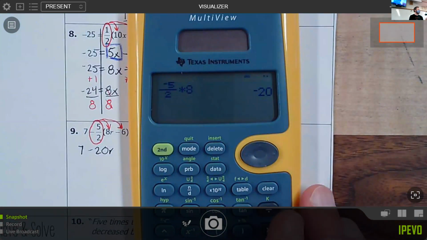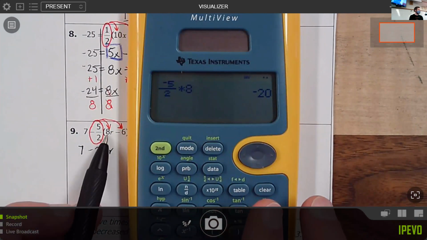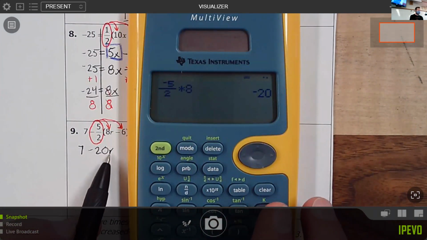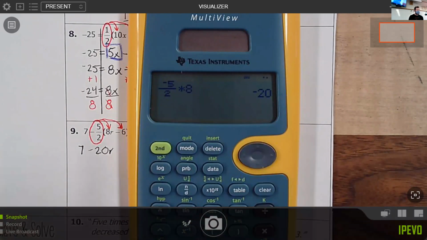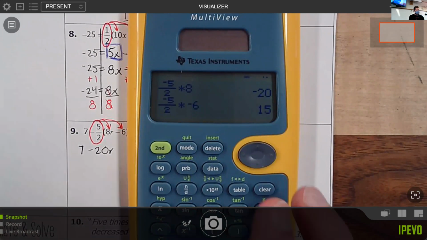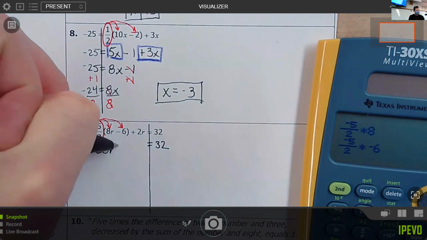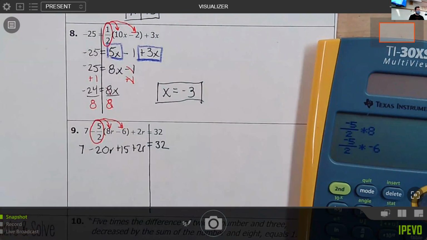By the way, these calculators will not do variables, so don't bother trying to put a variable in here. It's only going to deal with the actual numbers. So when you're multiplying these, leave off the variable and then just put it on when you write it. So just do the calculations with the numbers. And then negative 5 halves times negative 6 should be a positive 15, but again, you can always double check. So negative 5 halves times negative 6, there it is, positive 15. So I'm going to write 7 minus 20r plus 15 plus 2r equals 32. So that's my next line right there.